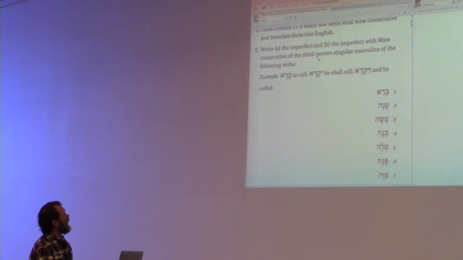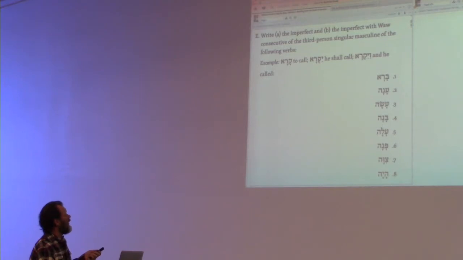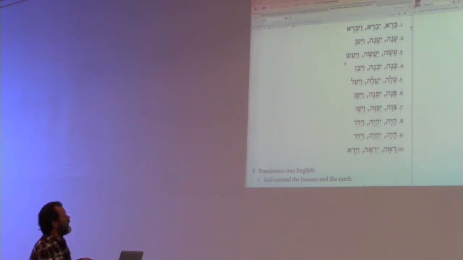We're not going to do D. D's a good one to do from Genesis 1 through 8. Select 5 verbs with the Vav consecutive and translate them into English. We kind of already did that, right? So it's kind of redundant. Write the imperfect, and write A, the imperfect, and B, the imperfect with a Vav consecutive of the third person singular masculine of each of the following verbs. Okay? What I'm going to do is, rather than me write them out, I'm going to go over here to the key where they're already written out, and we'll just go through them and look at them.